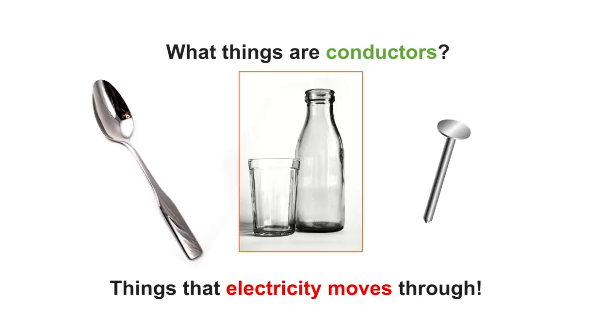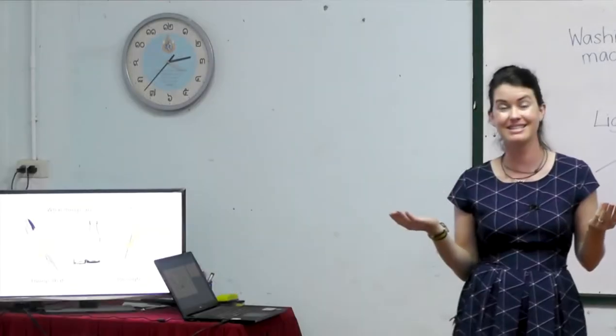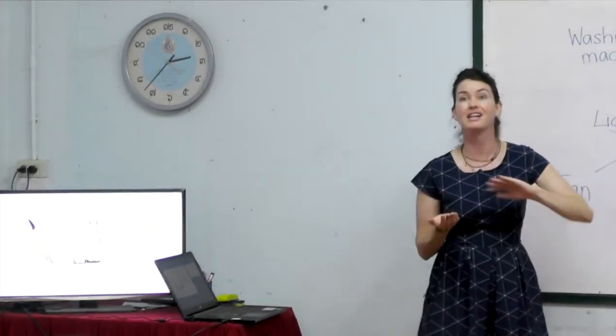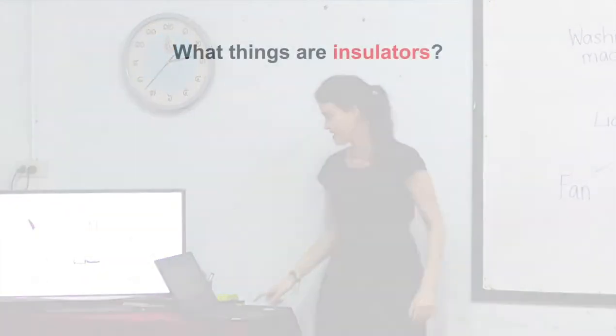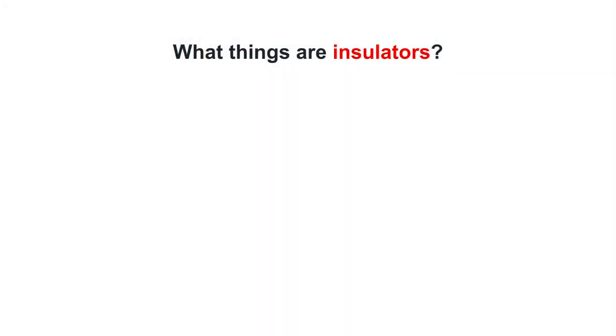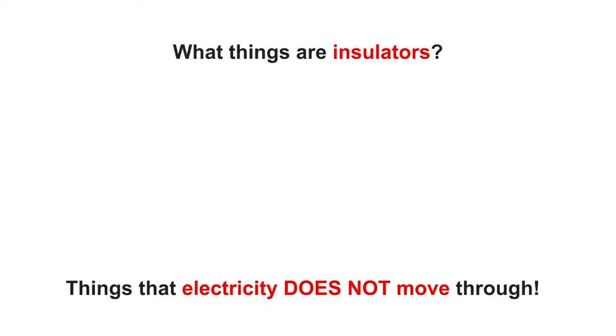Conductors. What pictures do we have here, friends? Glass, spoon, and a nail. What do you think is a conductor? Why the spoon and the nail? Good, because they're made of metal. Glass is different. Those metal things are going to move that electricity through them. Things that are insulators do not let that electricity move.